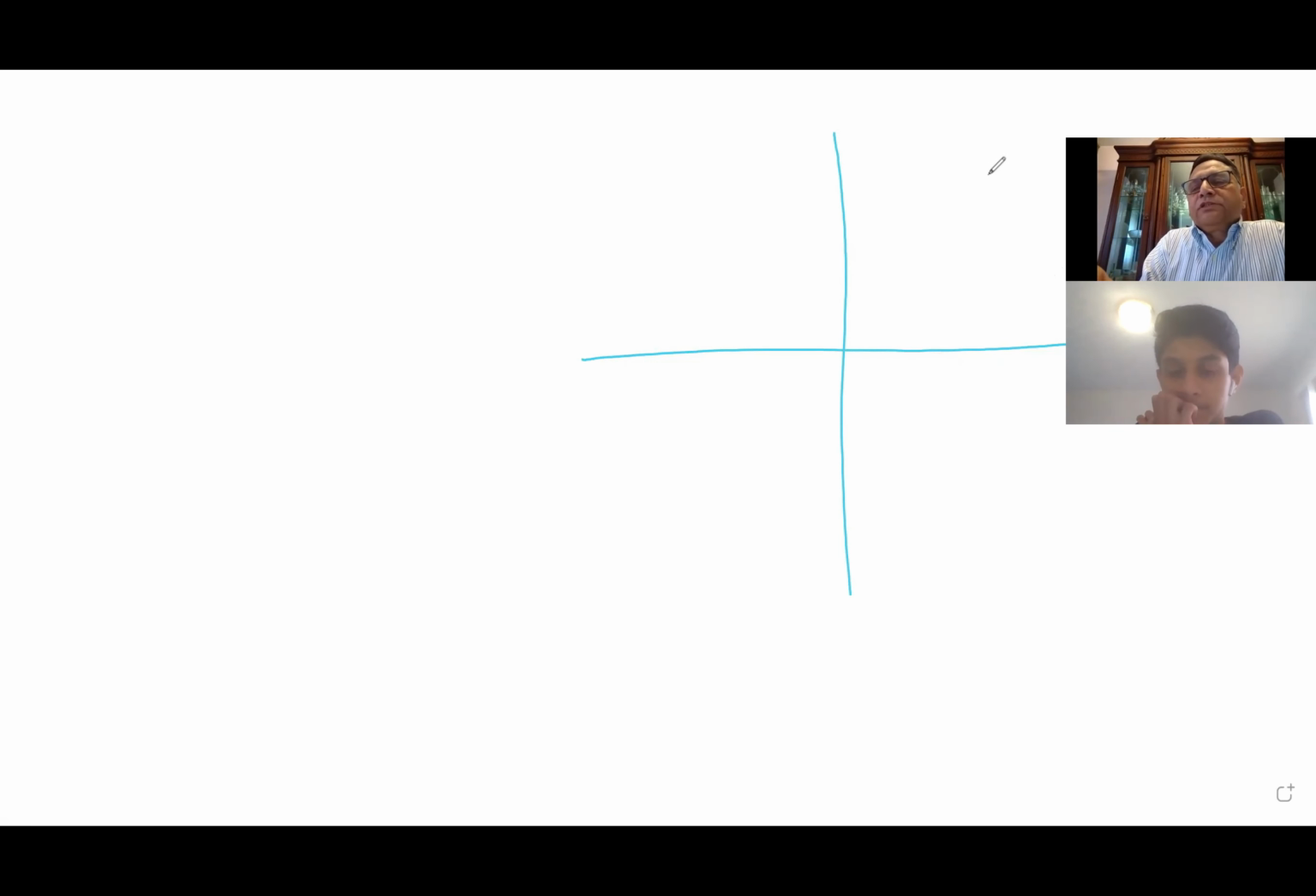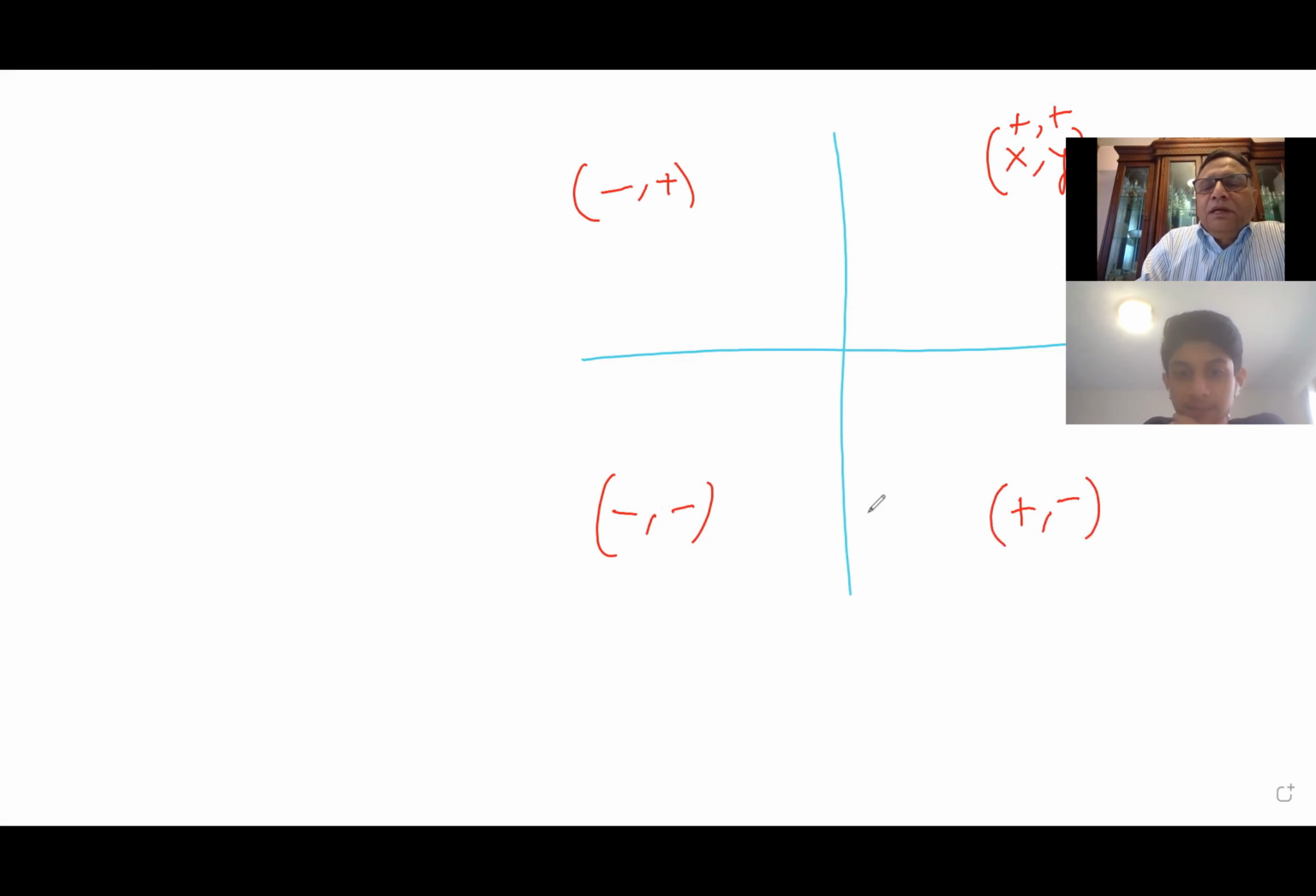Any point which is in quadrant 1, what are its x and y values? All positive, sir. All positive, correct? We are looking into x and y values. They are all positive, correct? So I'm writing positive, positive. In quadrant 2, the x values are negative, but the y values are positive, correct? In quadrant 3, both are negative. And in quadrant 4, we have positive value for x and negative for y, correct? So these are x and y values, which are positive or negative.